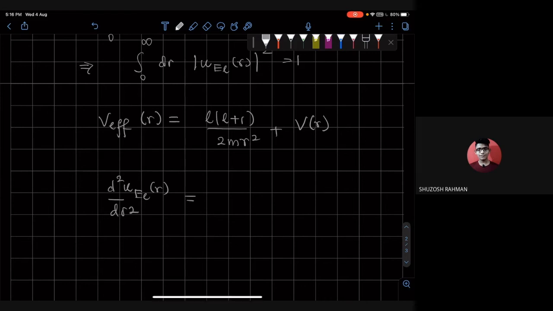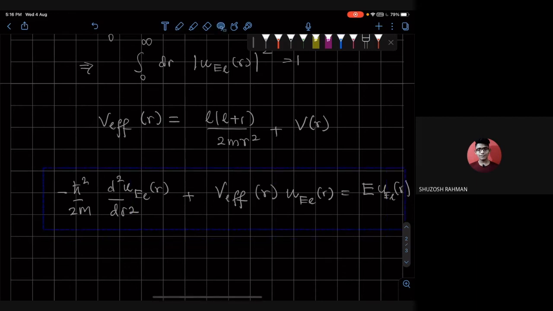If I get rid of all the h bars and stuff, we don't want to get rid of the h bars, actually. Let me just write this as minus h bar squared by 2m. So this is the kinetic term. And then we have a potential term, which is V effective of R, times U of EL of R equal to the energy EL of R. Okay? Is it clear what we have done here?